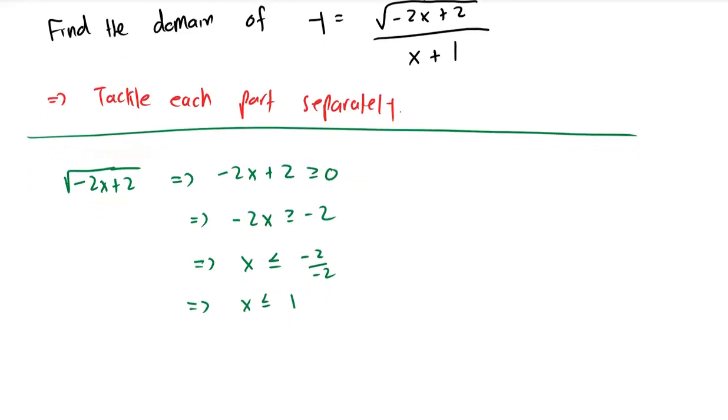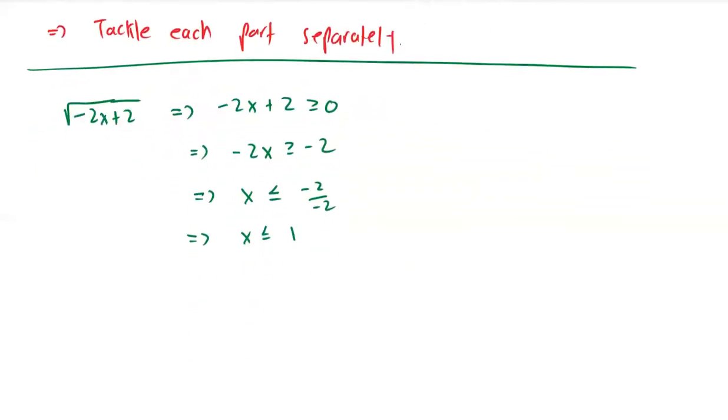Okay. So from the square root part, we get that we can only work with inputs for which the input values x are less than or equal to 1. Right, so in our domain, we cannot include anything greater than 1. Okay. So that's the square root part. Now tackle the division part.